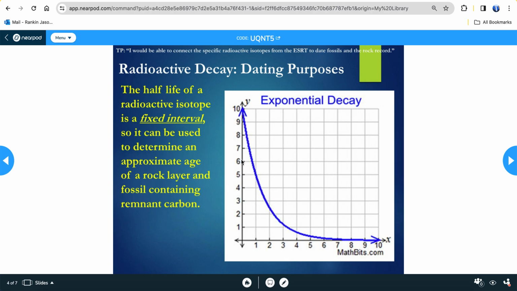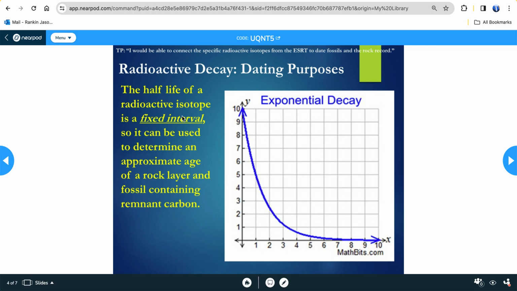All right, this says here the half-life of a radioactive isotope is a fixed interval, it does not change. In other words, looking at your reference table on page 1, we have carbon-14 as being 5,700 years, that's fixed. Potassium-40 is 1.3 times 10 to the 9 years. It's 1.3 billion years. It's a fixed rate.